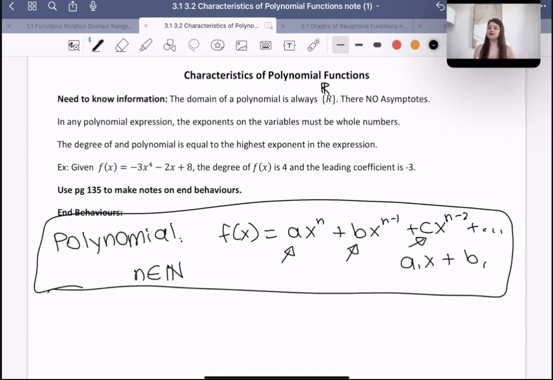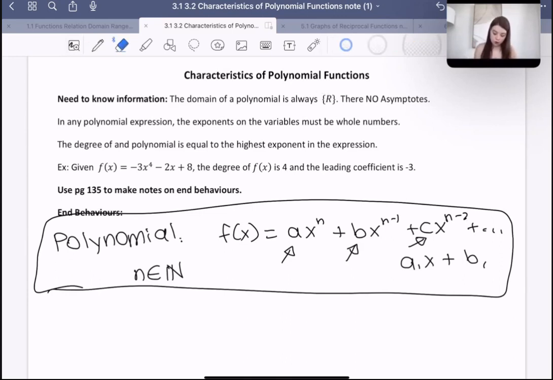We'll get more into that later, but I do want to note that the range isn't necessarily everything. And when it comes to even degree polynomials, it can't be everything. It must have some restriction somewhere because the end behaviors are the same, which we'll get into later. I shouldn't get ahead of myself.